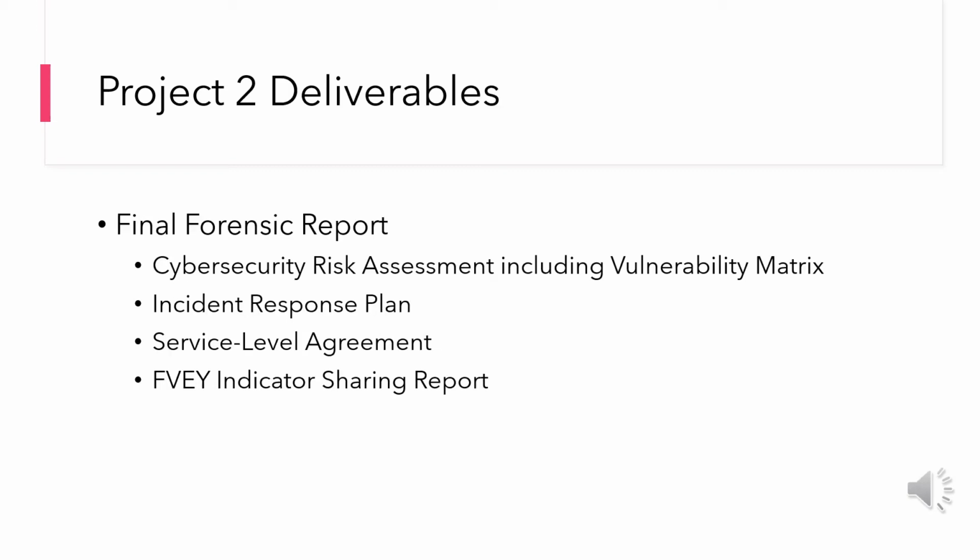The CISO final deliverable, which is named the Final Forensic Report, includes 4 sections: the Cybersecurity Risk Assessment, including Vulnerability Matrix, Incident Response Plan, Service Level Agreement, and 5i Indicator Sharing Report. The Cybersecurity Risk Assessment, including Vulnerability Matrix, includes discussions about different attack vectors, the motivations of hackers, and a vulnerability matrix. The Incident Response Plan provides a method for containing a security incident.